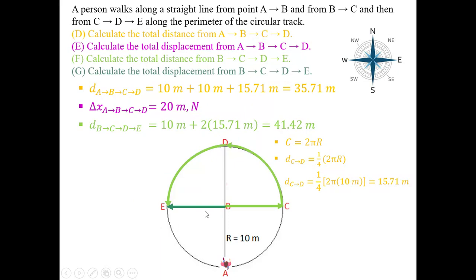So what's the magnitude? The magnitude is 10 meters because that's the radius that's given. And what's the direction? West. Why? Because it's pointing leftward. So that is the answer for part G. Part G is simply 10 meters, comma, W for west. Or you can say leftward if you like.